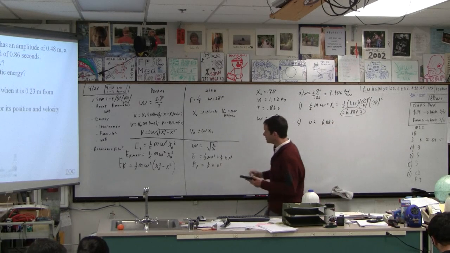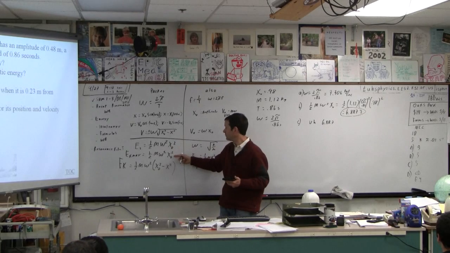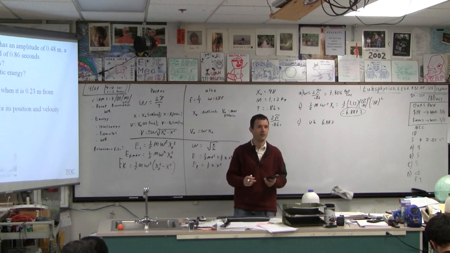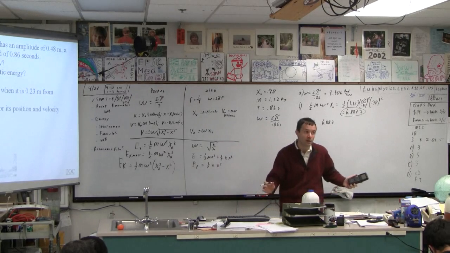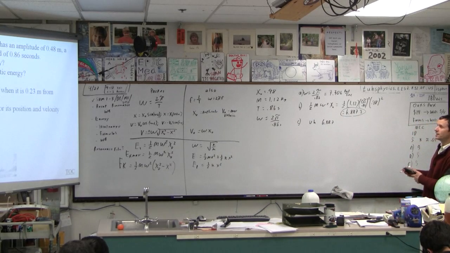Now if you wanted to, you could use this formula for the total, which I actually pointed to first. It's the same one that we just used, and I've actually had kids do that. Like, well, I better use this formula and get the same number. It's okay. Better than getting it wrong. Okay. And then it says, what is the kinetic energy when it's 0.23 from the equilibrium?